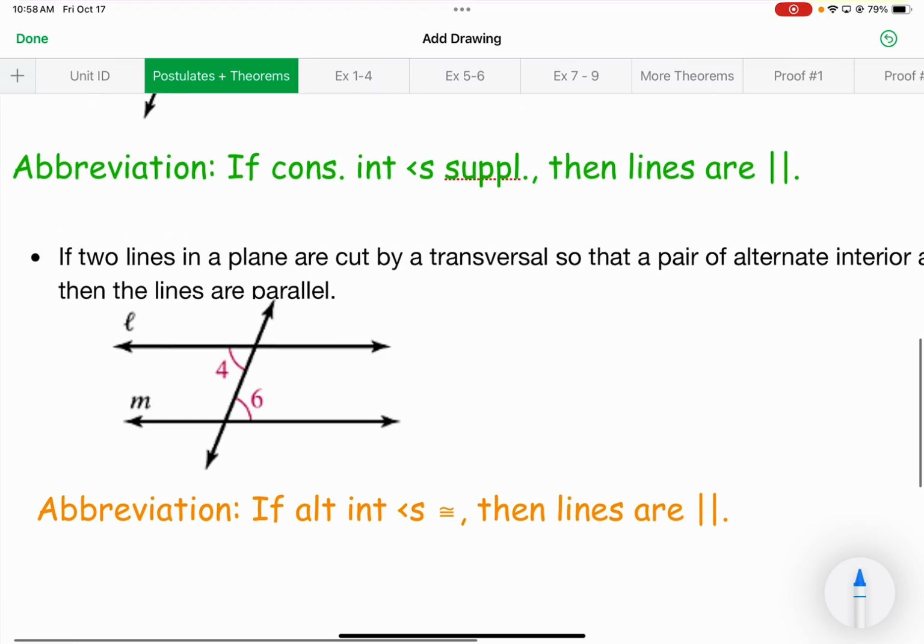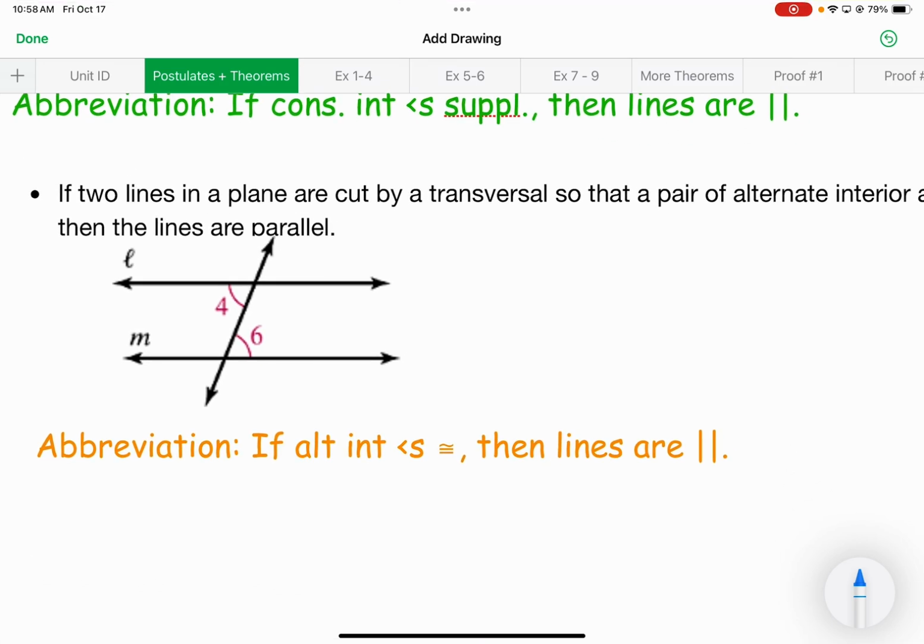All right, and then last but not least, alternate interior angles. If two alternate interior angles are congruent, then we can say that lines are parallel. So alternate interior angles congruent implies parallel lines. Not the best arrow I've ever drawn, but there we go, something like that.